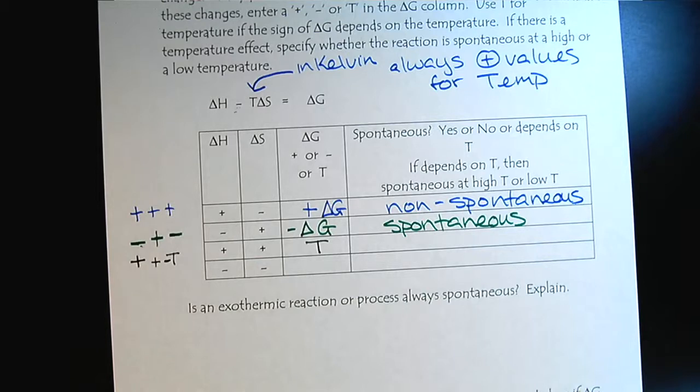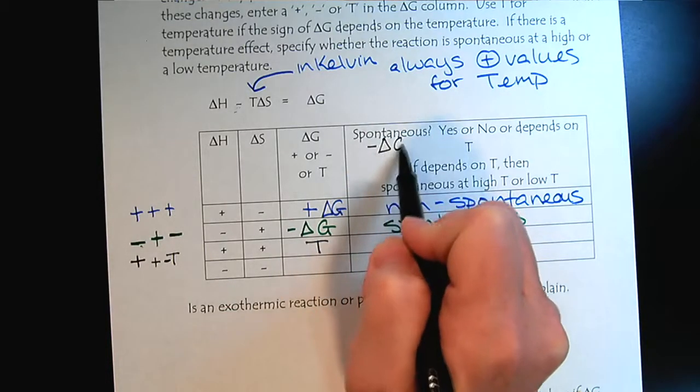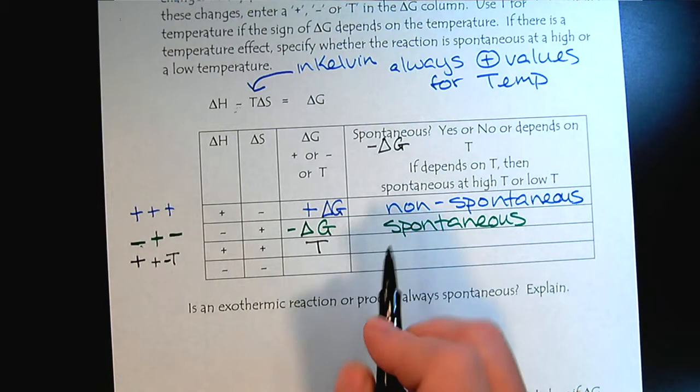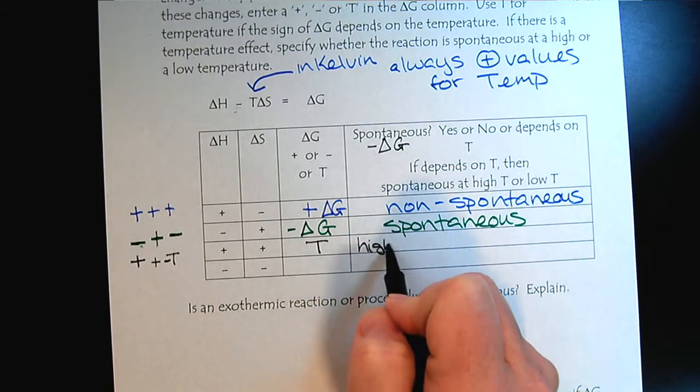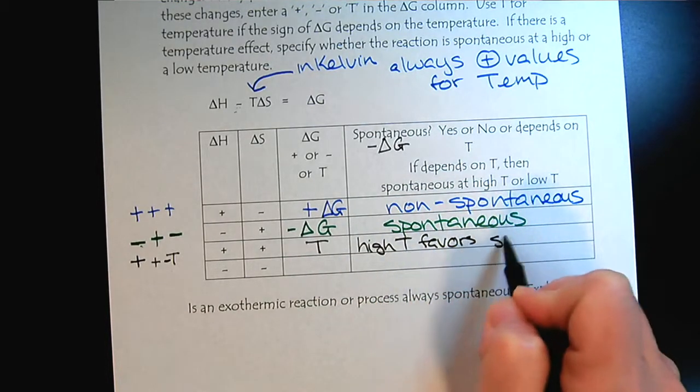And so which is going to be favored? A spontaneous reaction is a negative delta G. So we can see here that the higher the temperature, the more likely the combined result will be negative. So we would say that high temp favors spontaneity.